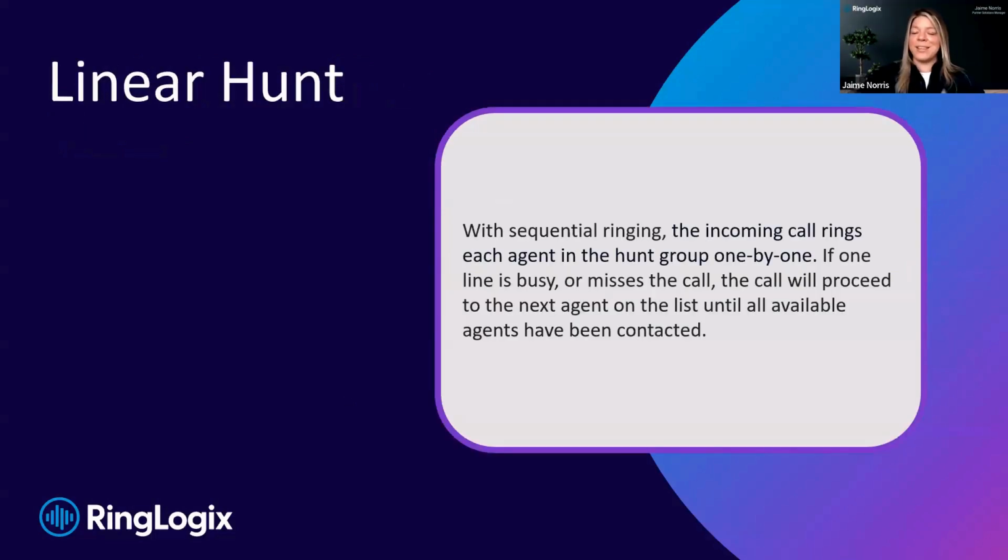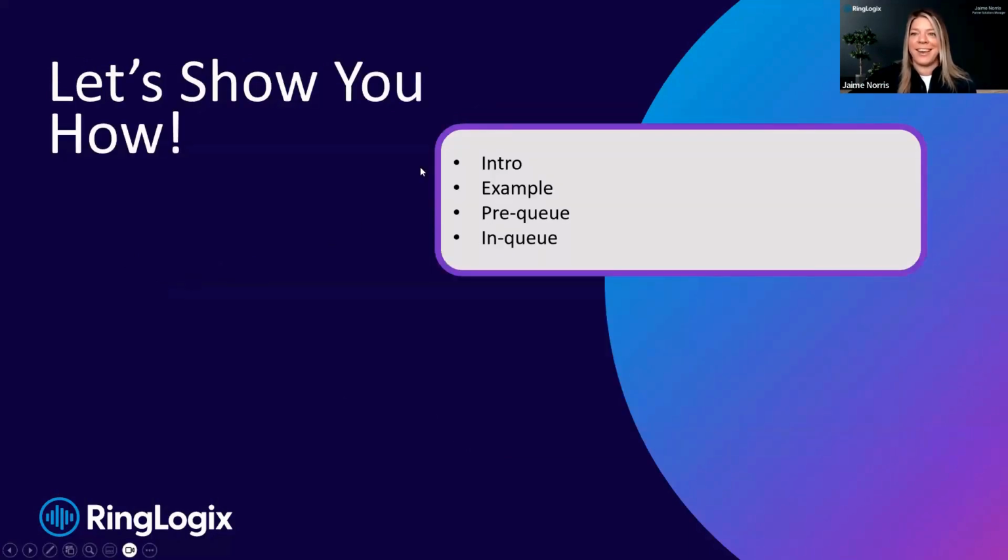All right, great. So our next queue that we're going to talk about is a linear hunt, right? So the way a linear hunt behaves is that, with sequential ringing, an incoming call rings each agent in the group 1 by 1. If one of the lines are busy or it misses the call, it proceeds to the next agent on the list until all of the agents on that said list have been contacted. So Eric's going to show us how to build this hunt now.